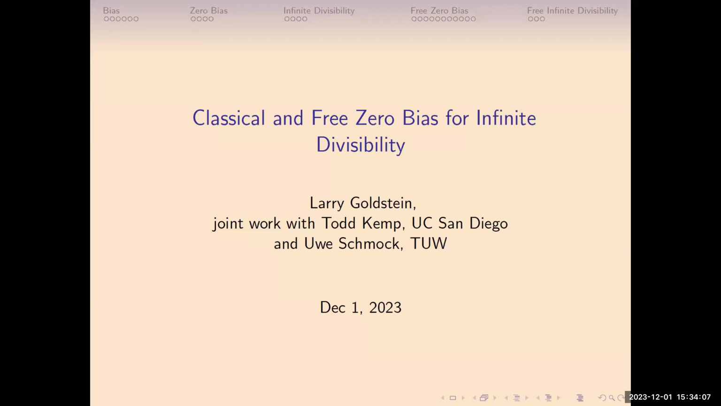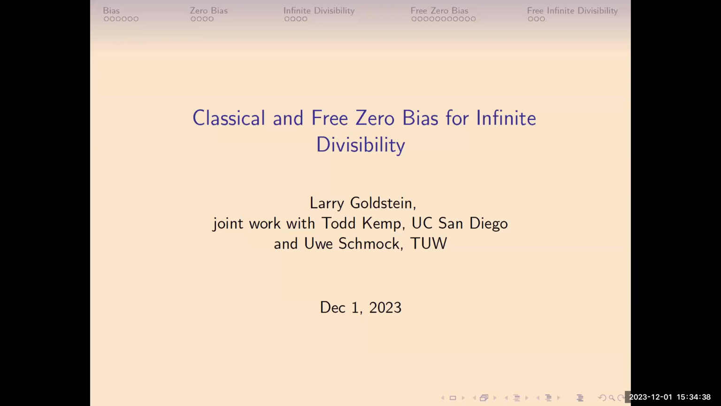All right, so I'm going to be speaking about classical and free zero bias for infinite divisibility, and the foundation of this work and some other work that I do is based on what are called distributional transformations with fixed points that are motivated by Stein's method. These distributional transformations have had a good amount of success first in probability, then in stochastic analysis, and lately in statistics as well.